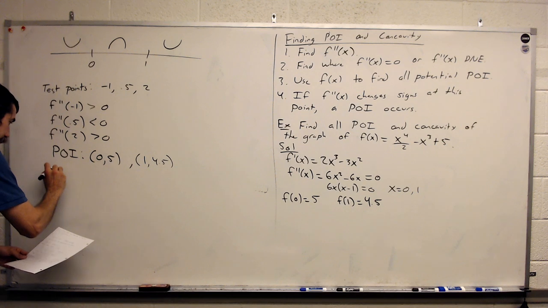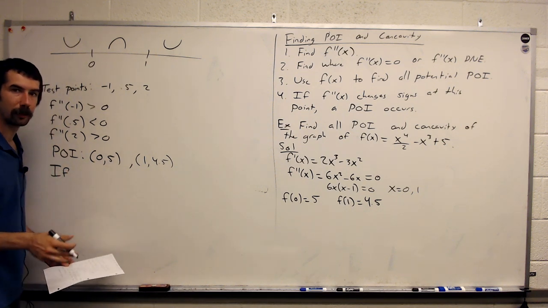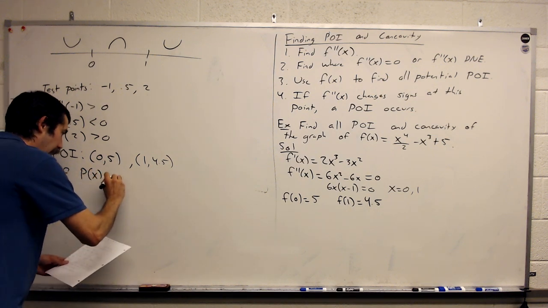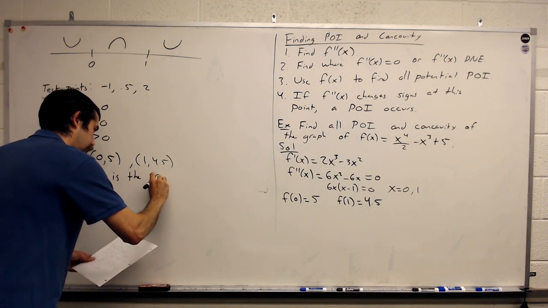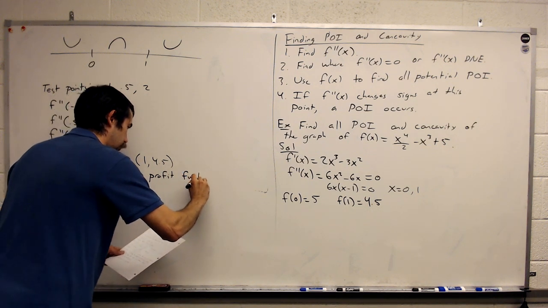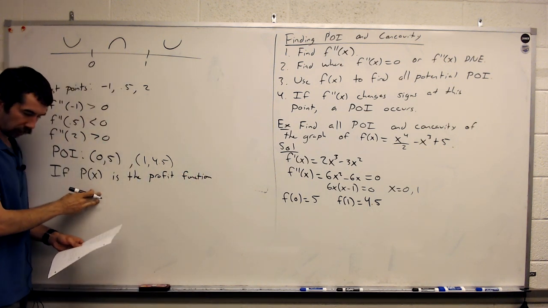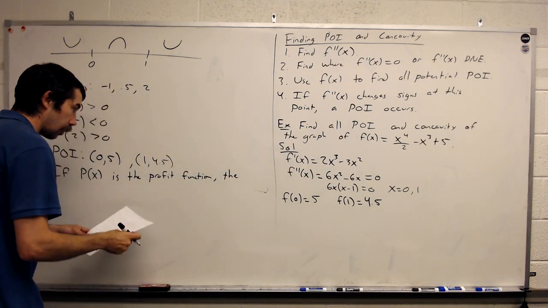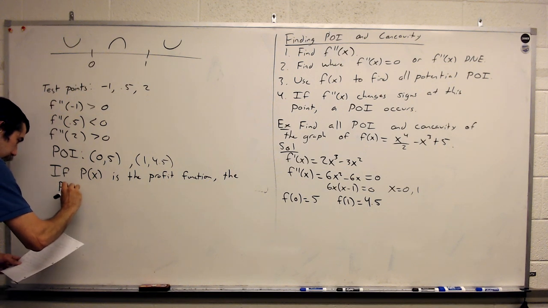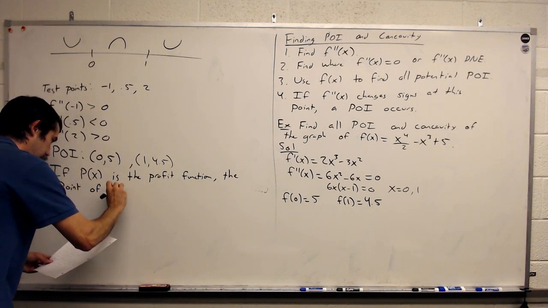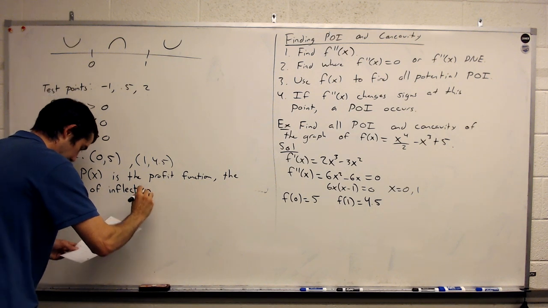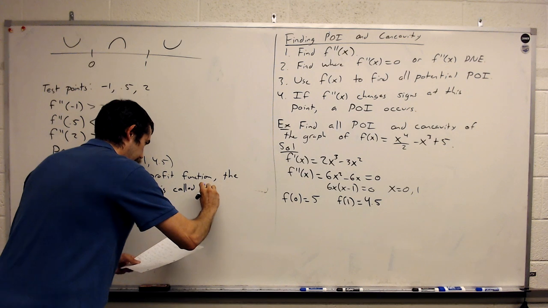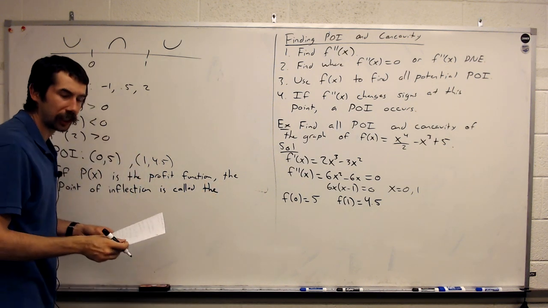Okay, so why do we care about points of inflection? If P of x is the profit function, the point of inflection is called the point of diminishing returns.